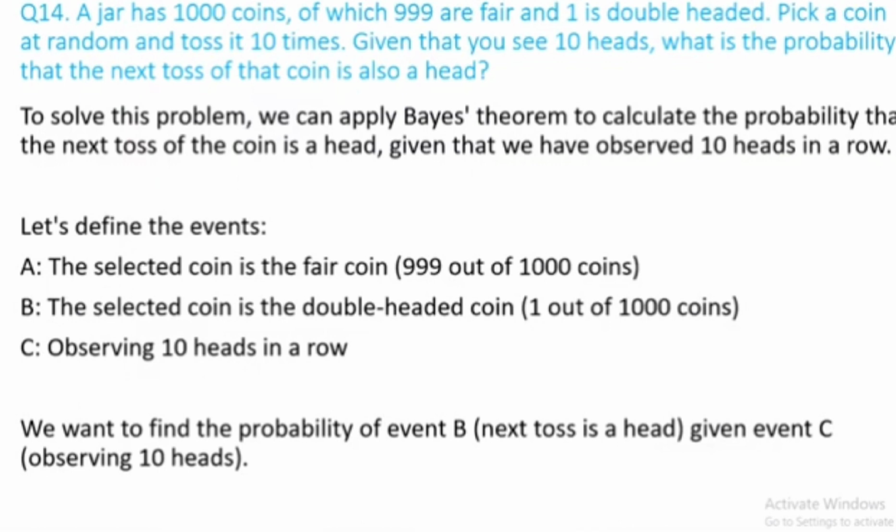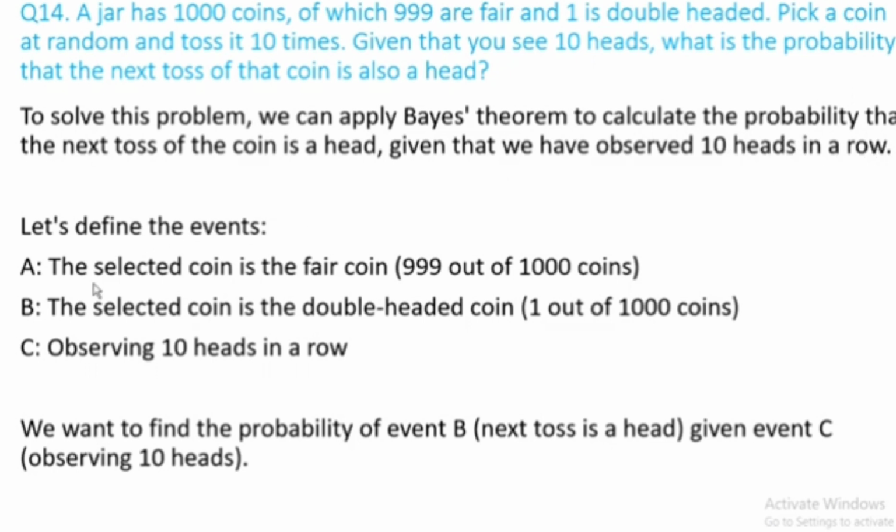Question number 14. A jar has 1000 coins, of which 999 are fair and one is double-headed. Pick a coin at random and toss it 10 times. Given that you see 10 heads, what is the probability that the next toss of that coin is also a head? To solve this problem, we can apply Bayes' theorem to calculate the probability that the next toss of the coin is head, given that we have observed 10 heads in a row.